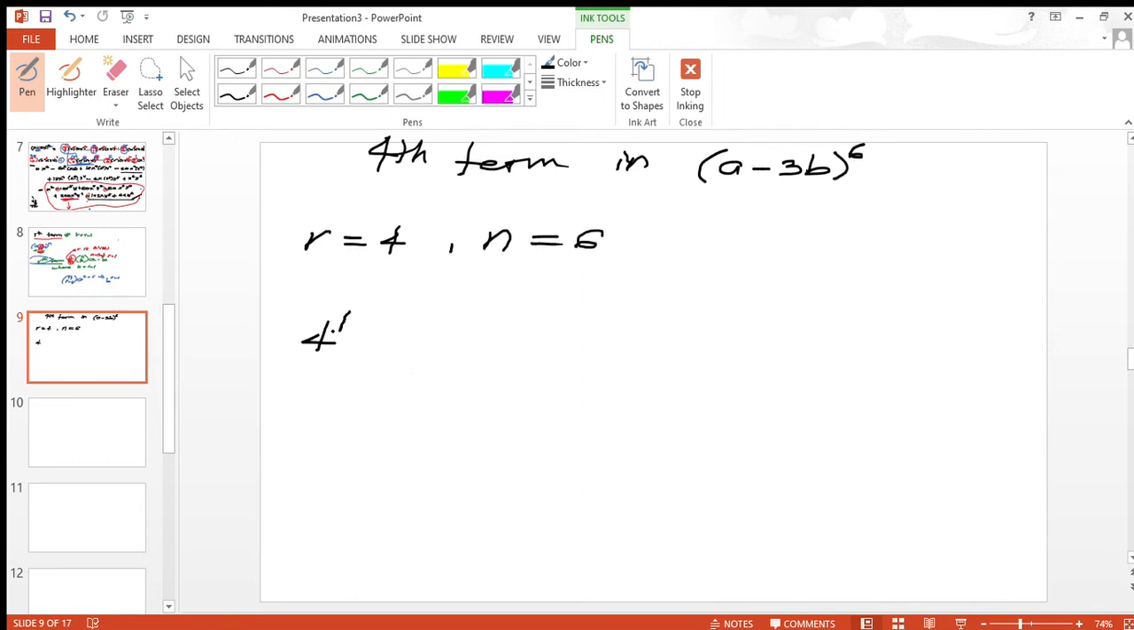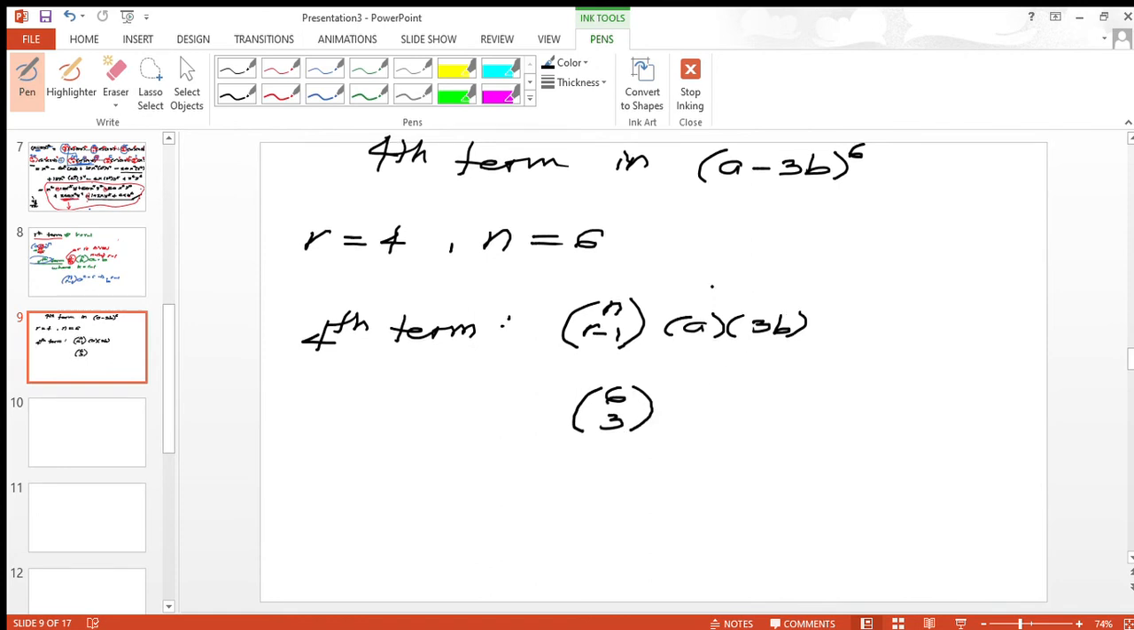So if we will now have the fourth term, then we will have a multiplied by 3b, and then we have our numerical coefficient. For our numerical coefficient, our formula, this will be n, and then we have k, or this is r minus 1. But our n is 6, our r is 4, 4 minus 1 will be 3, okay? And then for the exponent, what did we say? This will have an exponent n minus r minus 1, and this will have the exponent r minus 1.